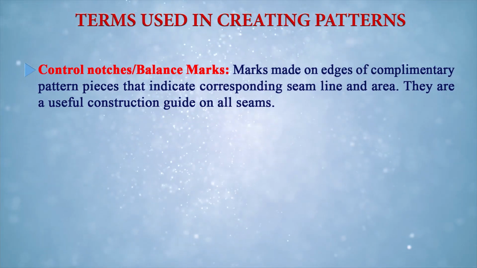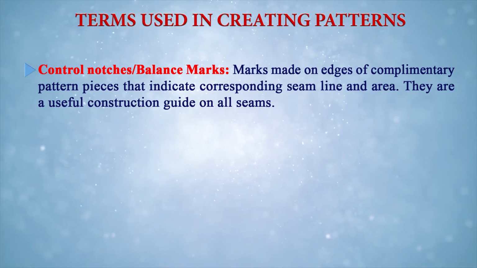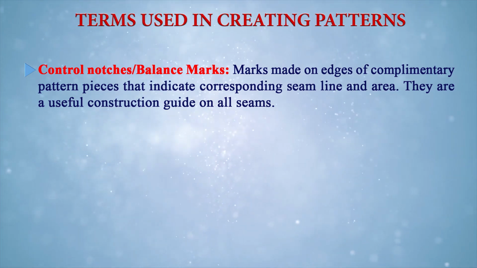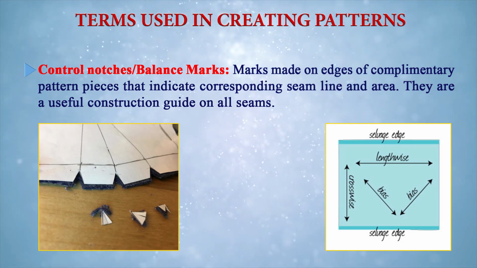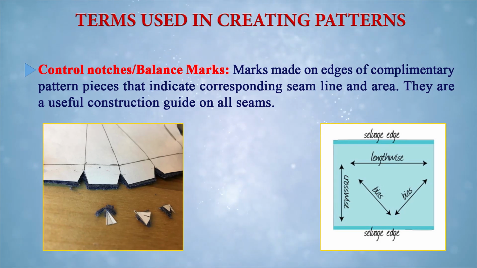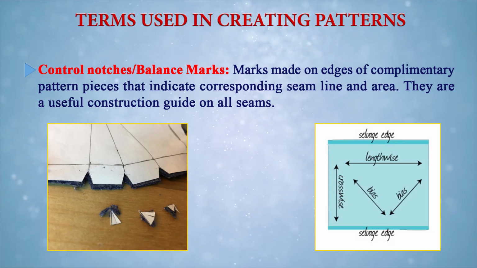Then we use control notches and balance marks. So what are control notches and balance marks? They are marks made on the edge of complementary pattern pieces that indicate corresponding seam lines and areas. They are a useful construction guide on the seams. As you can see in the first picture, there is a stitching line, and then at the end point you can see a triangle shape mark.